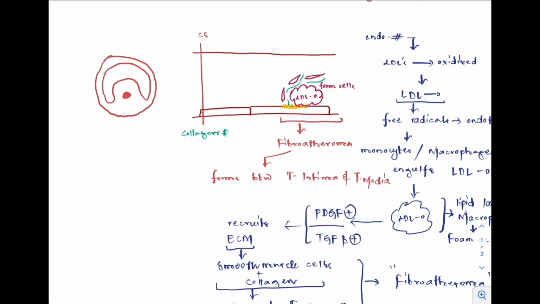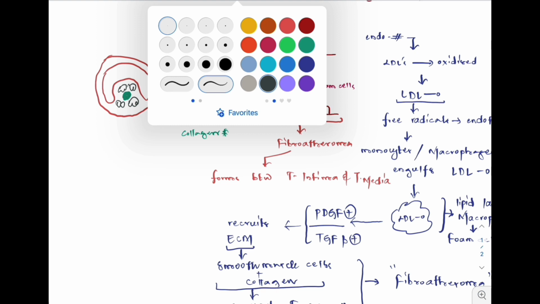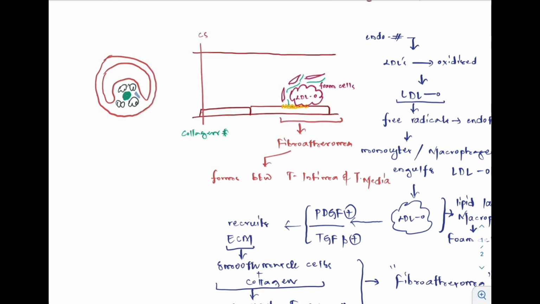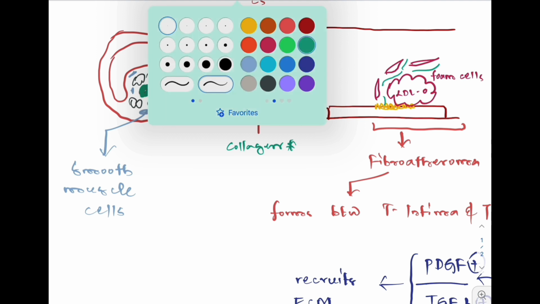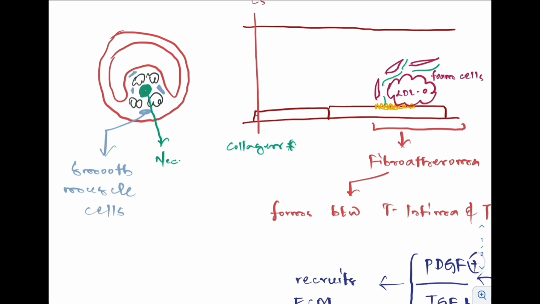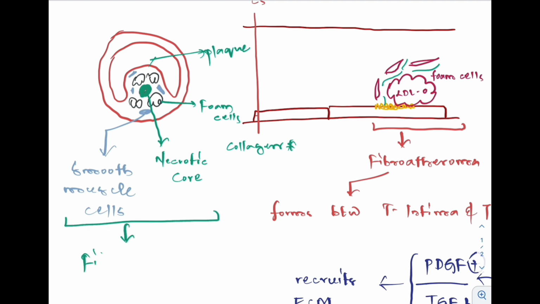In the cross section, the central part of this atheroma's block is occupied by the necrotic core, and this necrotic core is surrounded by foam cells. Again, these foam cells are surrounded by smooth muscle cells and collagen. This is the necrotic core, these are the foam cells, and this is the block. The block is of two types; we'll discuss it later. Together, all these things are called Fibro Atheroma.